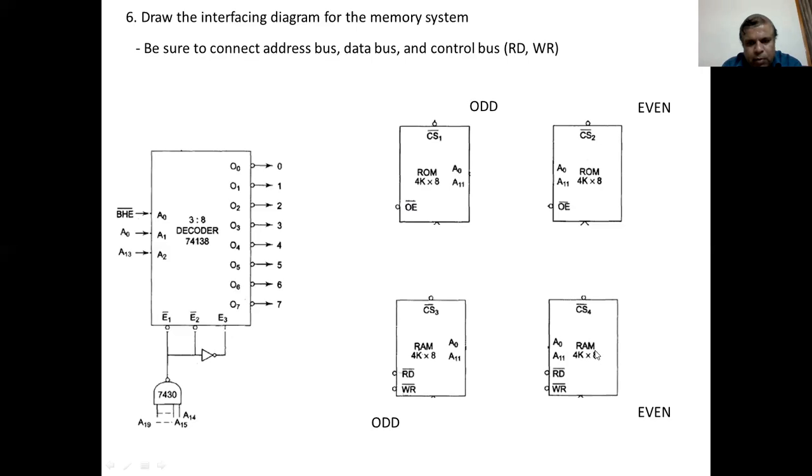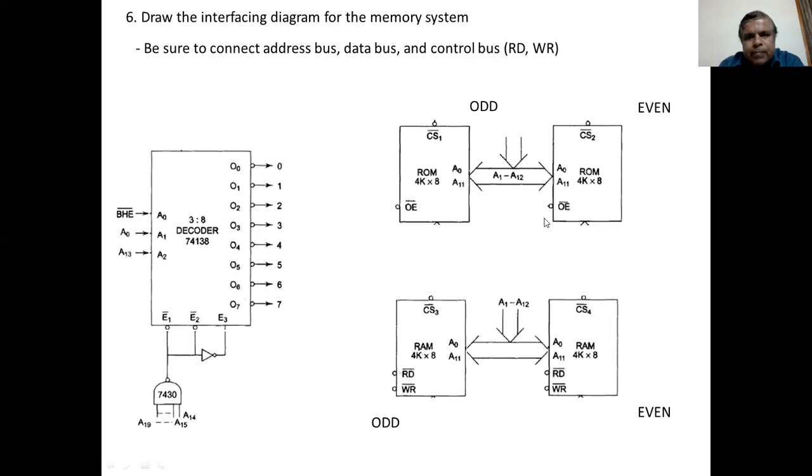And what about the RAM pin connections? Again, it has address pins, again 13 address pins, numbered from A0 to A11. And RAM can perform both read and write operations. It has a read signal and a WR signal. Now this is the odd bank and this is the even bank. The even bank holds even numbered memory locations, and the odd bank holds all odd numbered memory locations.